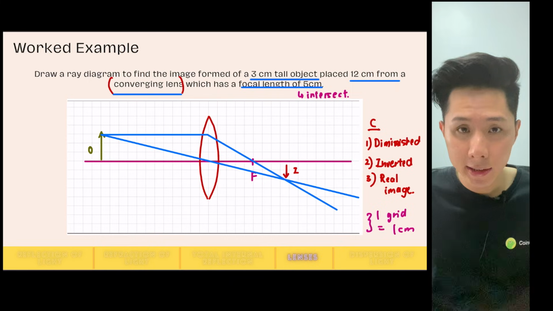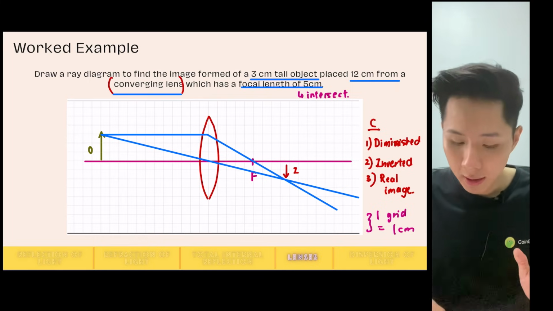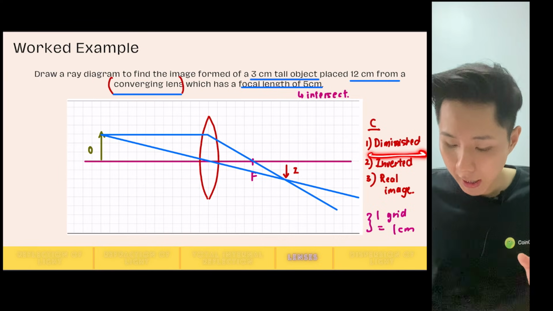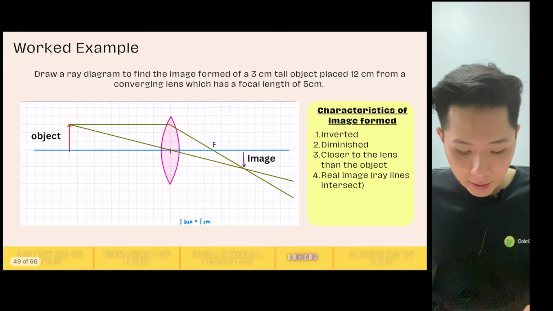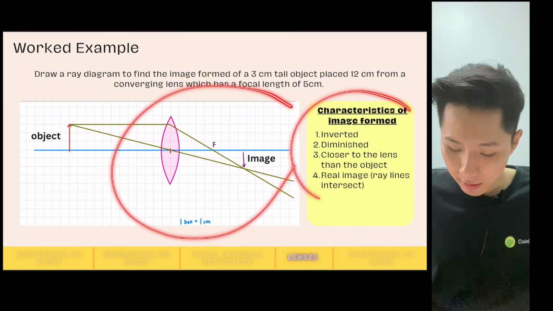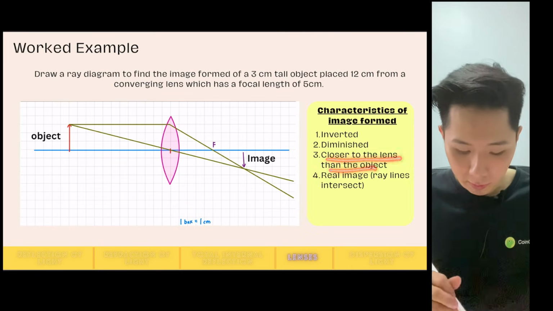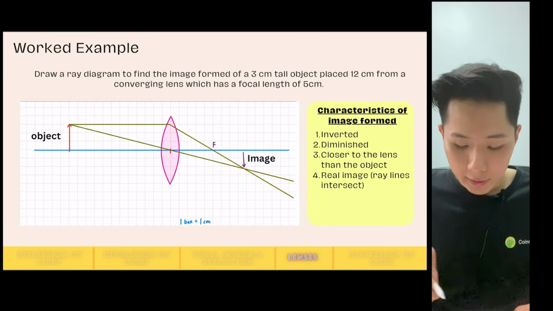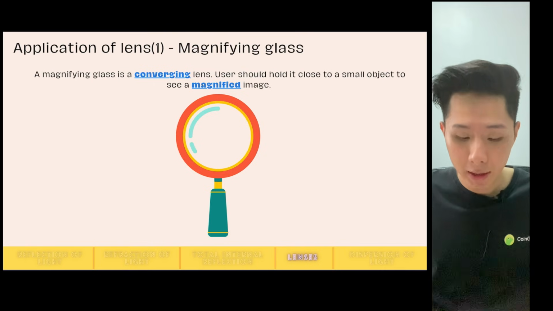I understand that it's a little bit hard to figure out what's happening here, but we will have more examples later to show you the differences between an enlarged or diminished image, an upright or inverted image, and a real or a virtual image. So that's the answer, and that's the characteristic. The image is closer to the lens than the object, which is correct. So let's move on to seeing some of the ray diagrams for different applications.